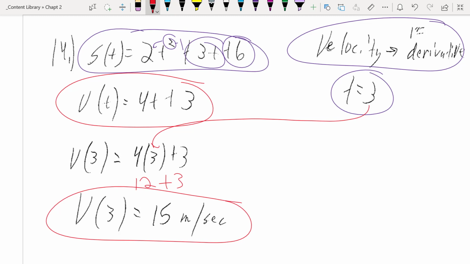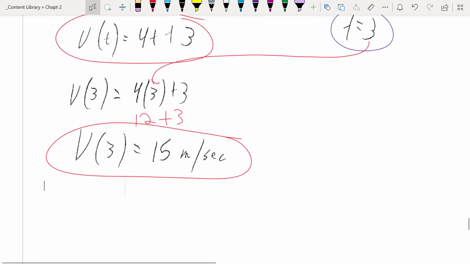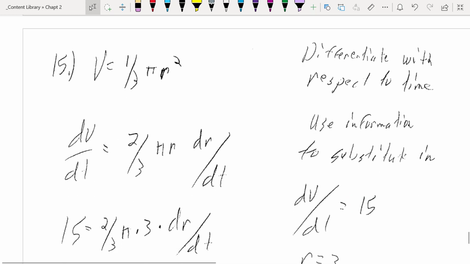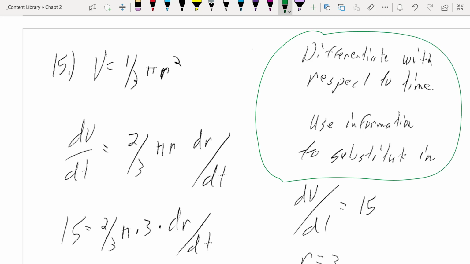Now this last problem right here, number 15, says the following. The formula for the volume of a cylindrical tank is V equals 1/3 pi r squared, where r is the radius of the tank. If water is flowing in at the rate of 15 cubic feet per minute, find the rate at which the radius is changing when the radius is 3 feet. So remember, we're going to have to use implicit differentiation because we're differentiating with respect to time.